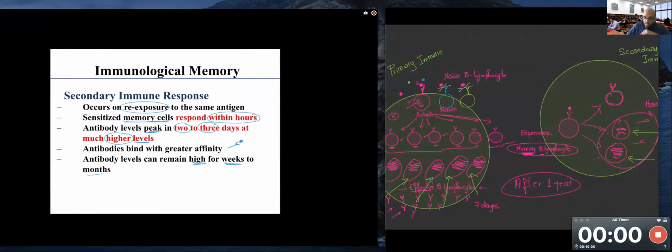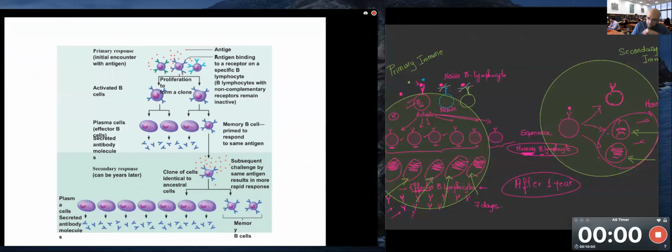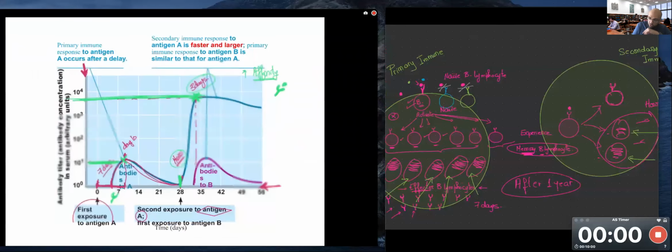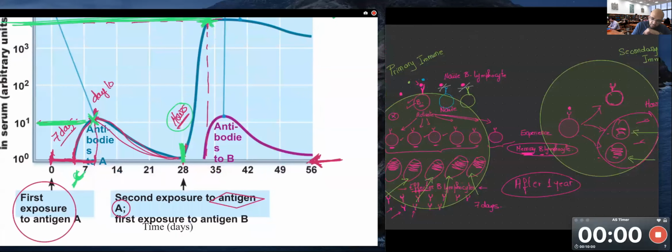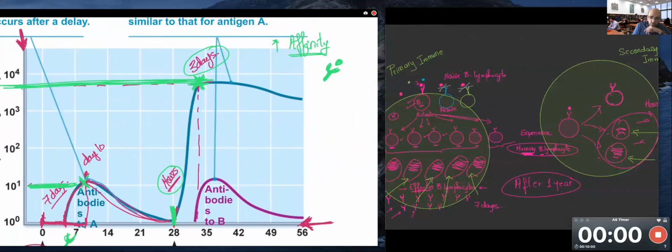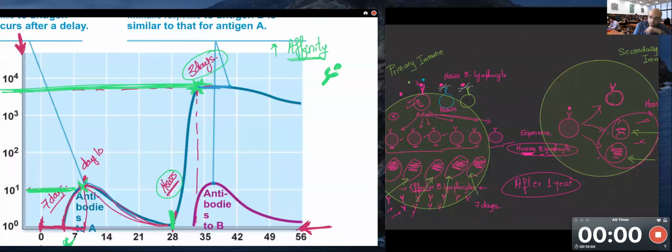So rather than declining after 10 days, as you see here on the graph, where I did have a decline within 10 days, here it's almost a parallel line to the x-axis. So we're looking at a much slower decline in the levels of the immunoglobulin.